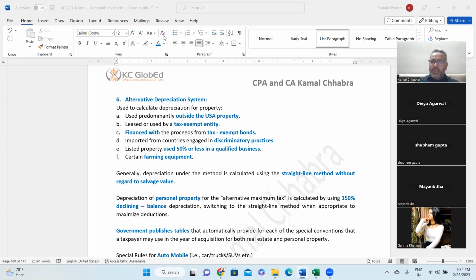any investment is being made, capital expenditure has been made, so it's open and flexible to use the alternate depreciation system rather than MACRS. That option is also available.